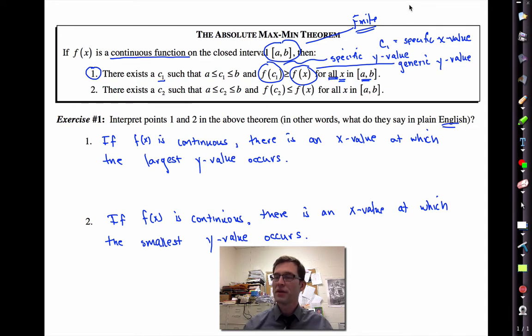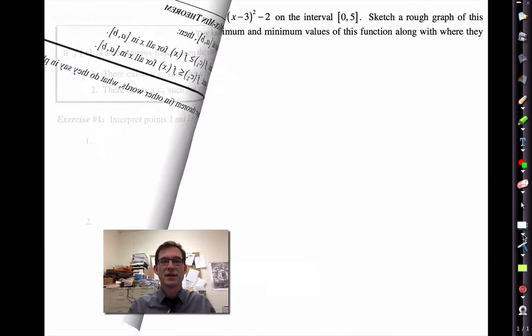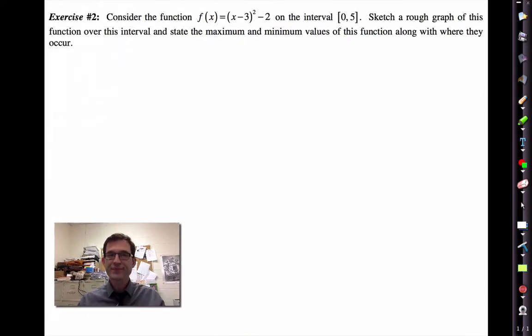Okay, I'm going to clear out the text. Let's take a look at exercise number 2. Consider the function f of x equals (x minus 3) squared minus 2 on the interval 0 to 5. Sketch a rough graph of this function over this interval and state the maximum and minimum values of this function, along with where they occur.